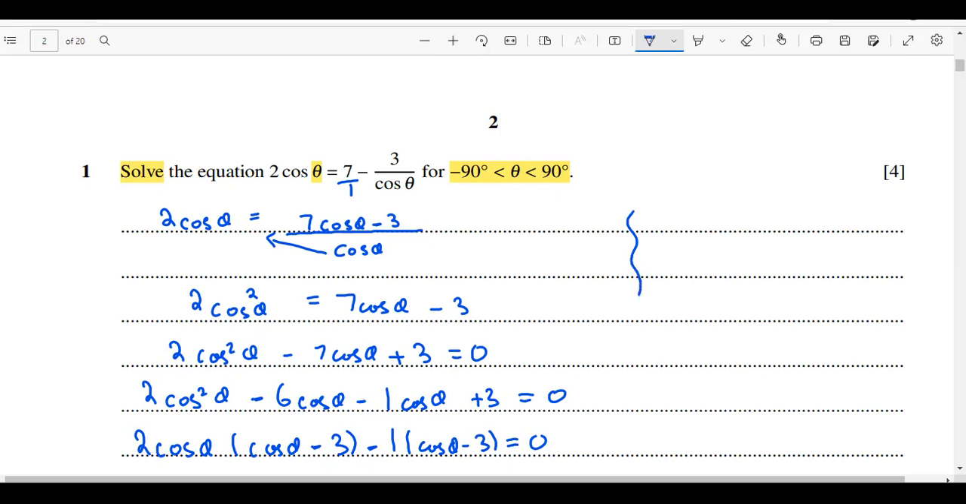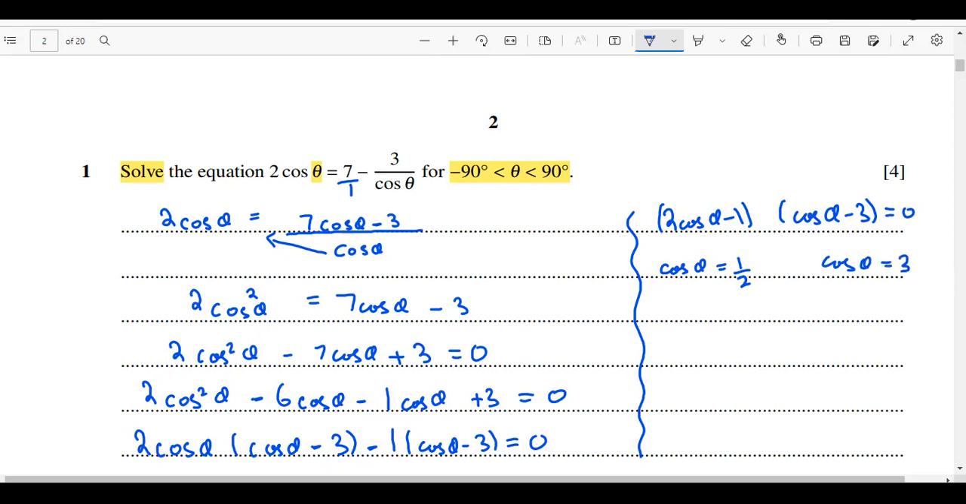This is what I was telling you. Finally, we are done with everything. I have my two factors: 2 cos theta minus 1 and cos theta minus 3 equals 0. And the two trigonometric equations would be cos theta equals 1 by 2 and cos theta equals 3.